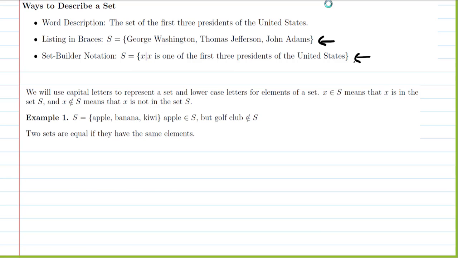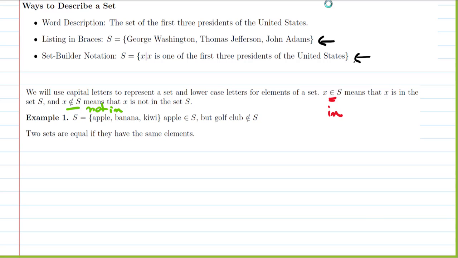The symbol right here means that the element x is in the set S. That is our abbreviation for in. We also have this one with the line through it, which means not in. Remember, an element is either in a set or it is not in a set. If it's in a set, we use our in symbol. If it's not in a set, we use our not in symbol.